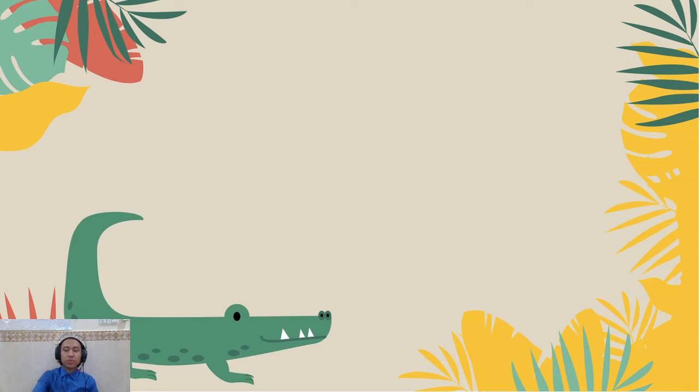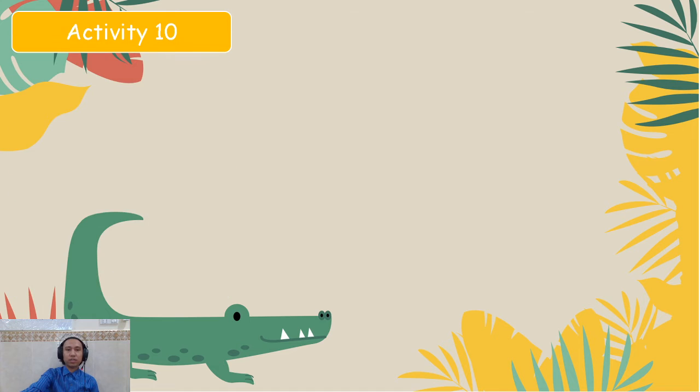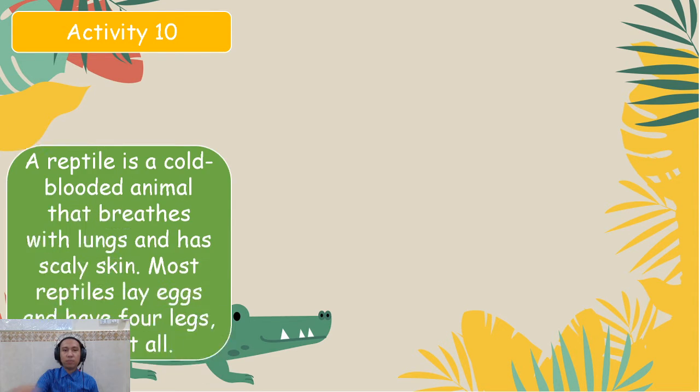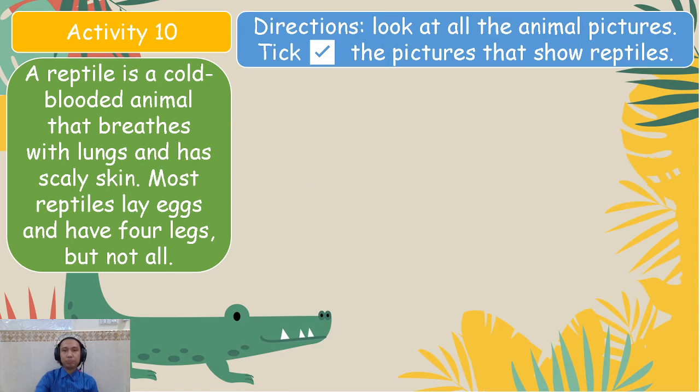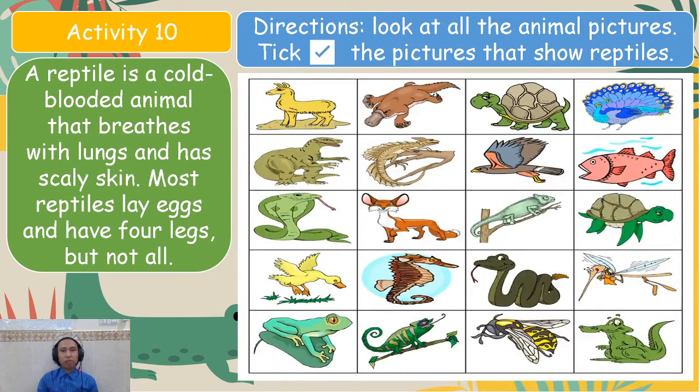So before we proceed to our review lesson for this video, let us first go over the answer keys of the previous activity we had. A reptile is a cold-blooded animal that breathes with lungs and has scaly skin. Most reptiles lay eggs and have 4 legs, but not all of them. That's just a reminder of what a reptile is.